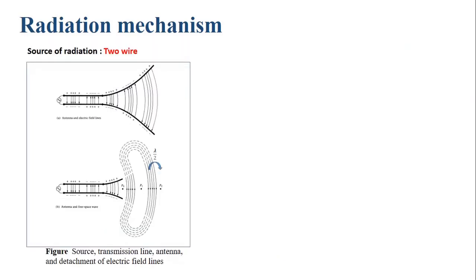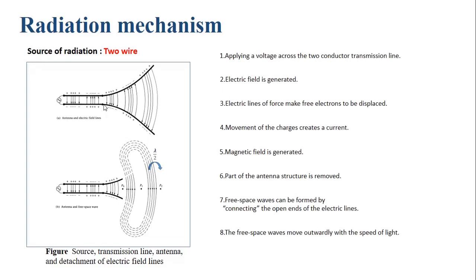Consider the source of radiation to be two wires as shown in the figure. The voltage source is connected to the two conductor transmission line which is connected to a two-wire antenna. Applying a voltage across this two conductor transmission line, what will happen? Electric field between the conductors will be generated. This electric field has associated with it electric lines of force which are tangential to the electric field.